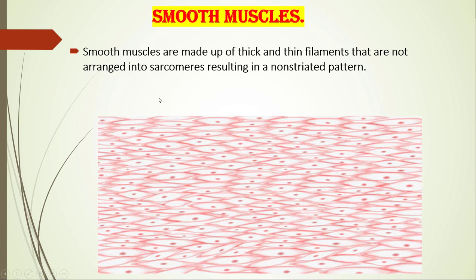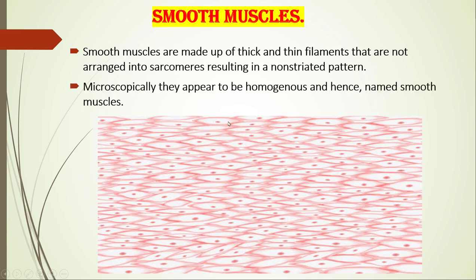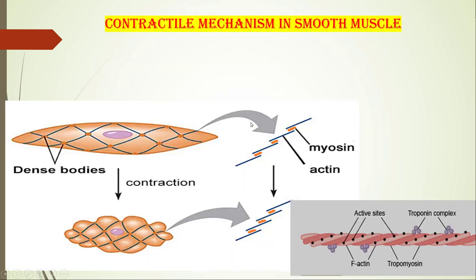Why are they called smooth muscles? Smooth muscles are made of thick and thin filaments that are not oriented into sarcomeres. Smooth muscle lacks sarcomeres, resulting in a non-striated pattern. Microscopically, they appear homogeneous and hence are named smooth muscle. You can see that all the cells are of the same shape and structure. They are spindle-shaped with a central nucleus and the same background. They have no strips like skeletal muscles.